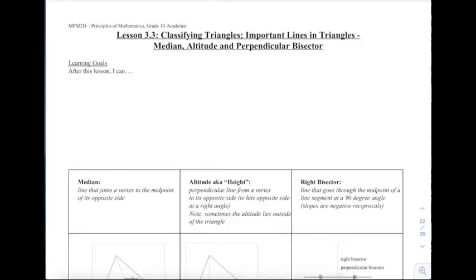So, lesson 3 is classifying triangles and important lines in triangles. I want to really stress the fact that we are going to learn 3 definitions here: one is for a median, one is for an altitude, and one is for a perpendicular bisector. And the battle is, in every question like that, you are going to come up with the equation of a line. And in the equation of a line, you need a slope and a point. The battle in this lesson is knowing which slope and which point to use.